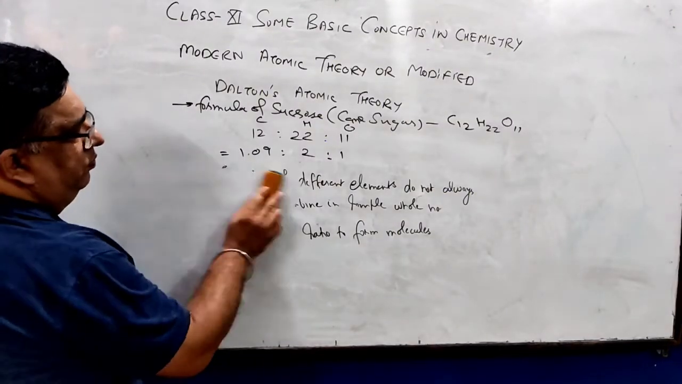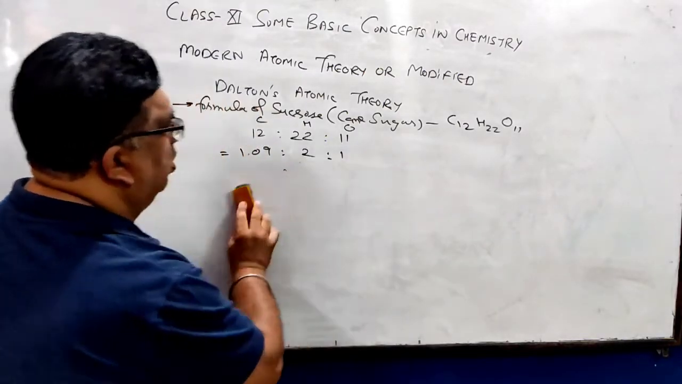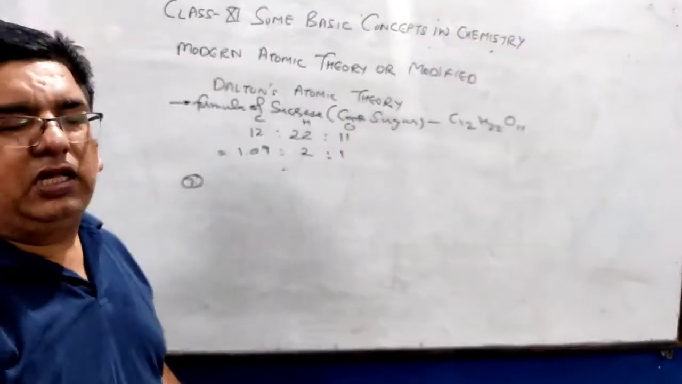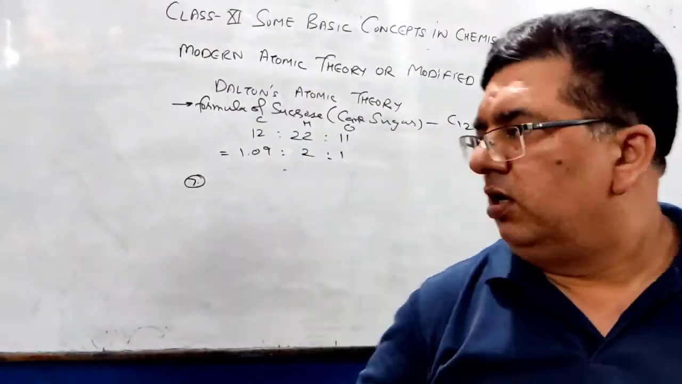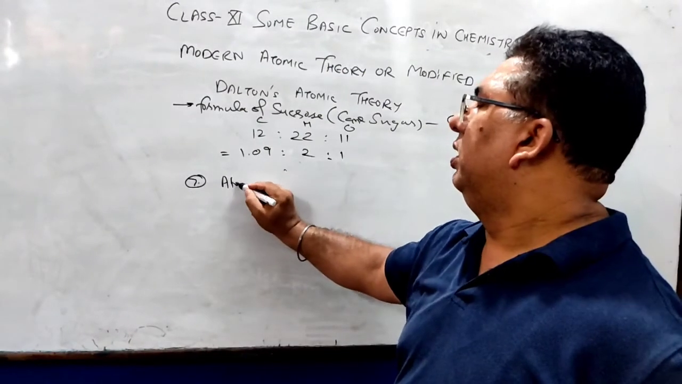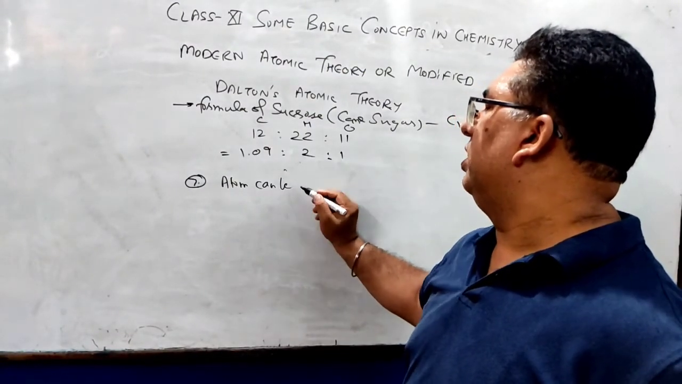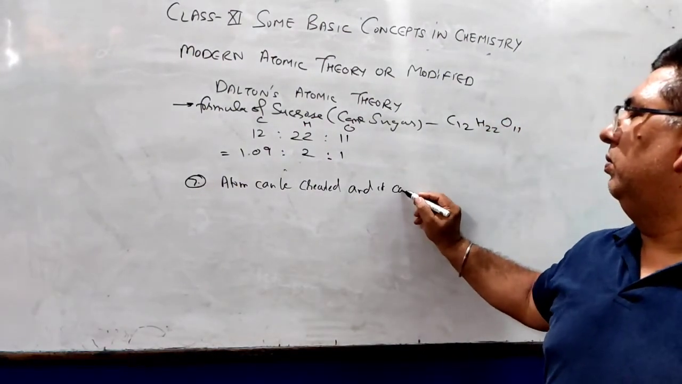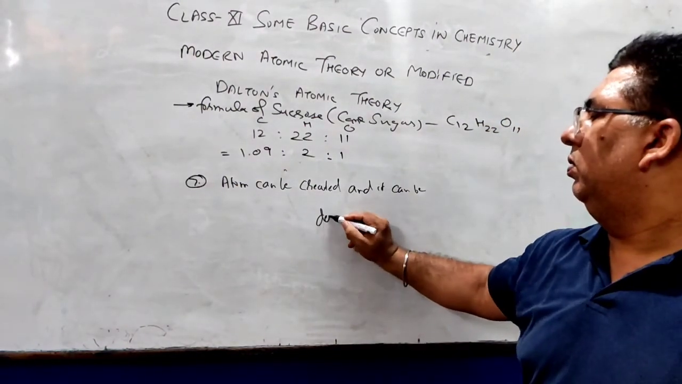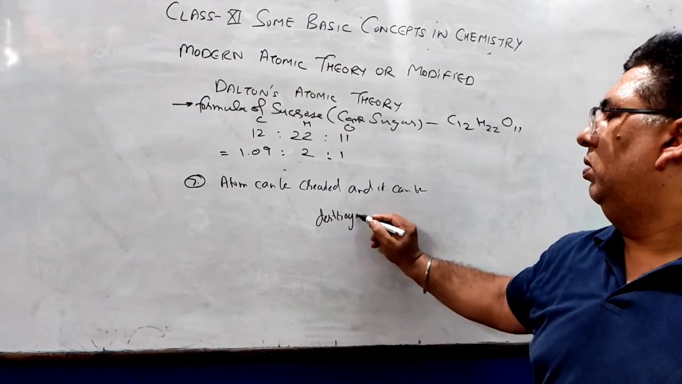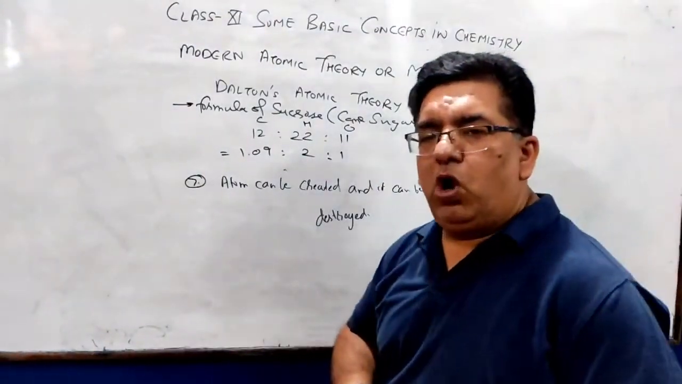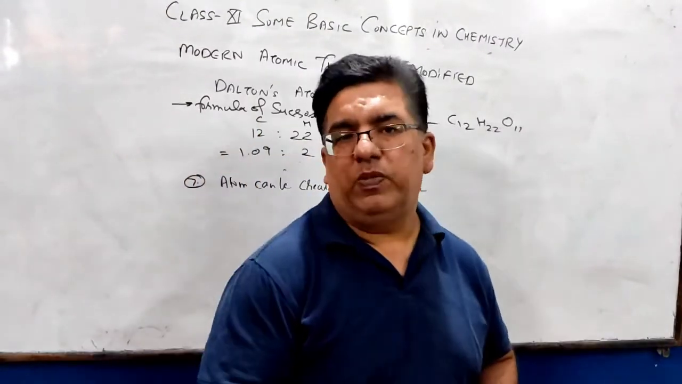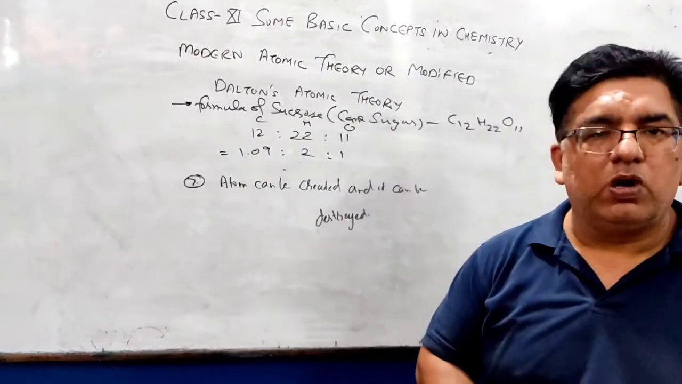Last point. In Dalton's atomic theory, it is said that the atoms can neither be created nor be destroyed. But in the modern atomic theory, it is said that atom can be created and it can be destroyed. We know about nuclear reactions, atom bomb formation, hydrogen bomb formation. One is nuclear fission, second nuclear fusion.